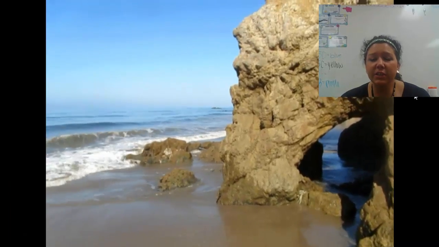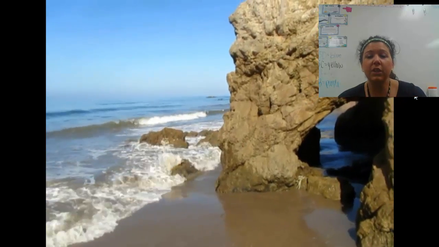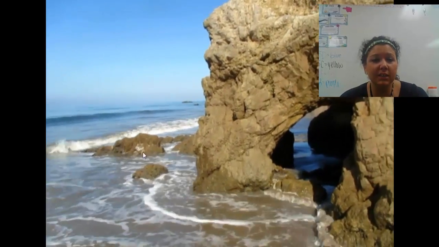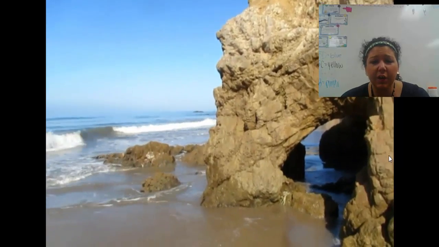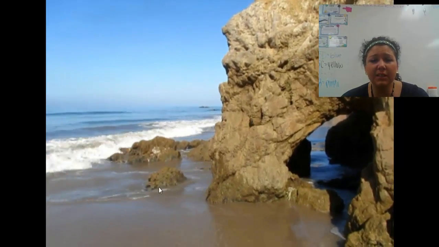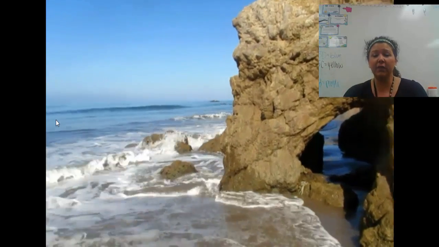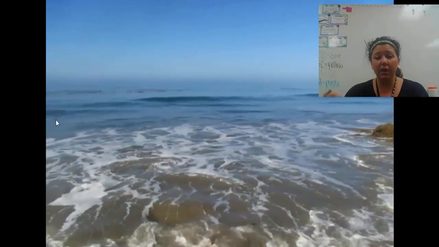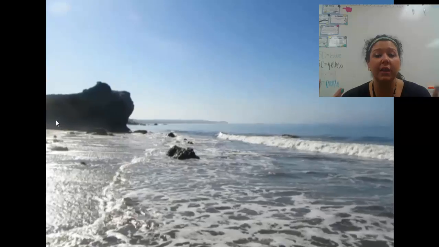Okay, so here you can see it a little more close up. Okay, so look at the water constantly hitting these rocks. Okay, how do you think this arch formed right here? Okay, this arch formed because the waves are constantly hitting it and breaking stuff off. And that constant breaking of it off, weathering, is going to cause those rocks to change how they look.